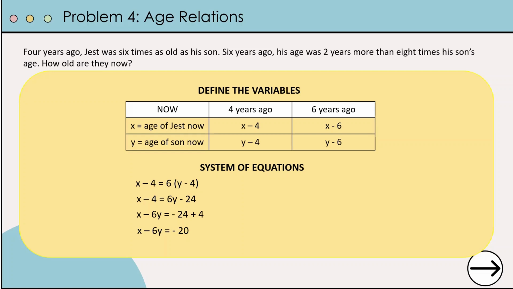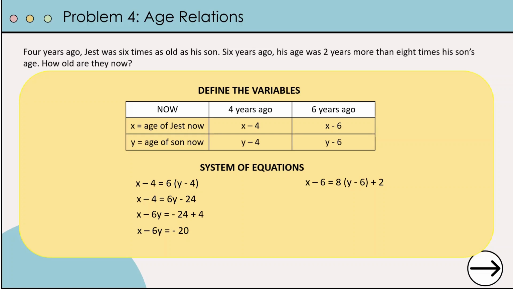The second part of the problem says, 6 years ago, his age was 2 years more than 8 times his son's age. Thus, we have generated the equation x minus 6 equals 8 times y minus 6 plus 2. x minus 6 represents the age of Jest 6 years ago, which is equated to 8 times y minus 6 plus 2, which is the representation of the phrase 2 years more than 8 times his son's age.